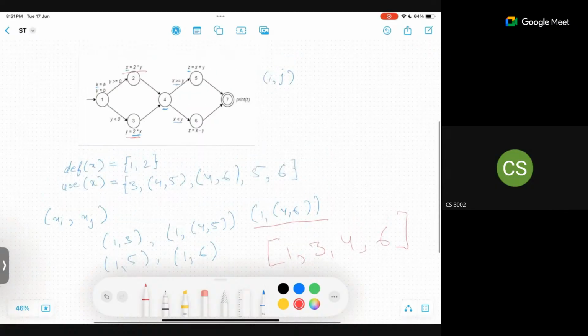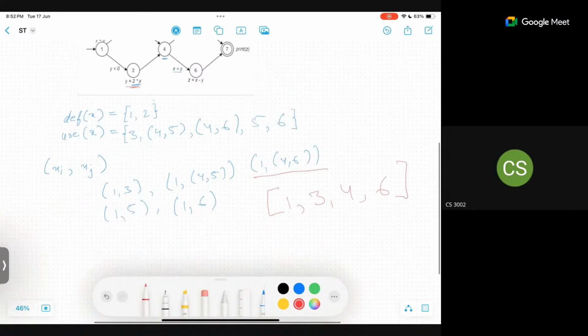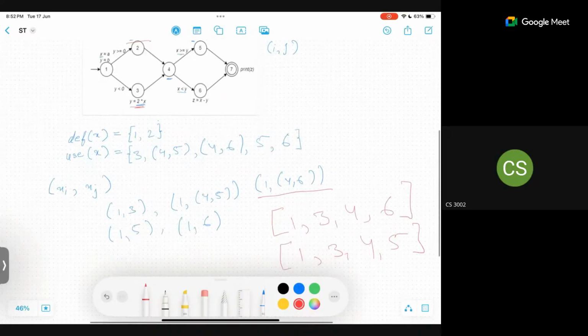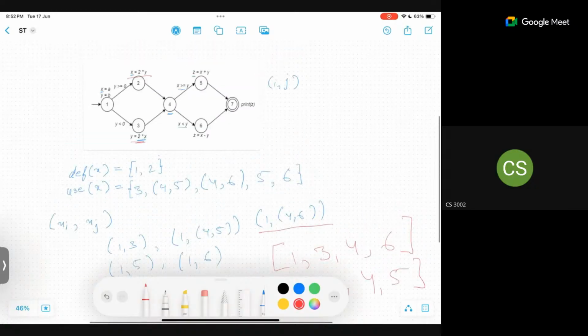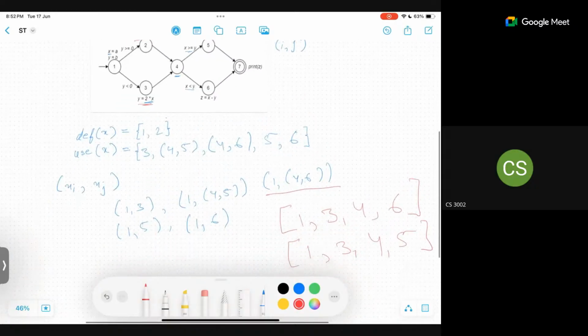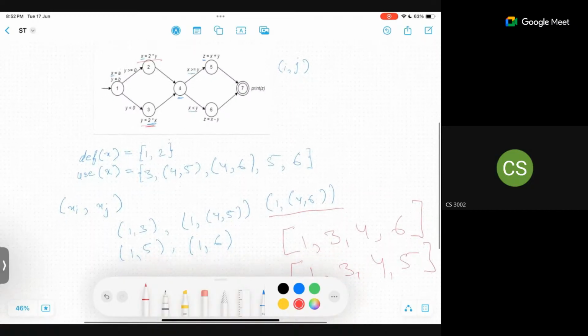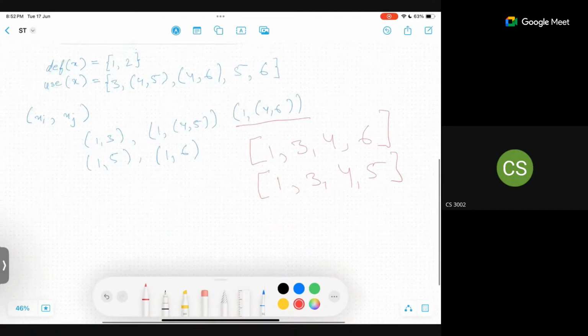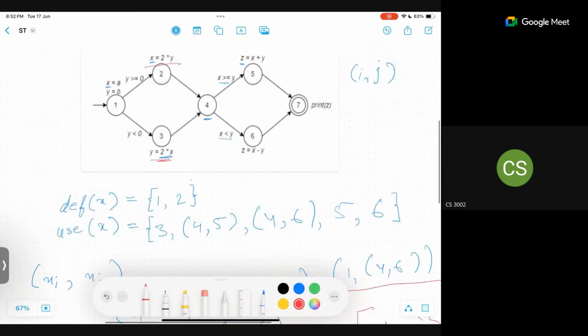Similarly, 1 4 5, this edge, right? Again from 2 we cannot go because the path having node 2 will not be def clear, so we'll go from 3. So 1 3 4 5 is also a valid du path. Yeah, so 1 4 6 I think is done. 1 4 5 is also done because you have considered it. 1 3, we will consider it directly as a separate path also, which is fine. Because you define at 1, use at 3 itself, that's also okay. This is for y is equal to 2 into x.